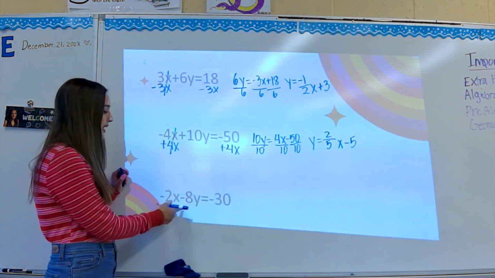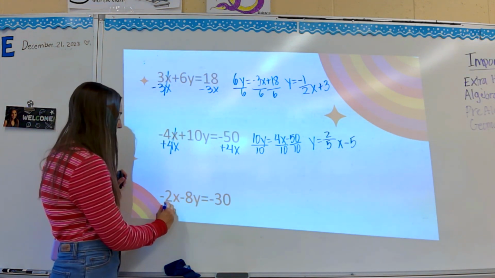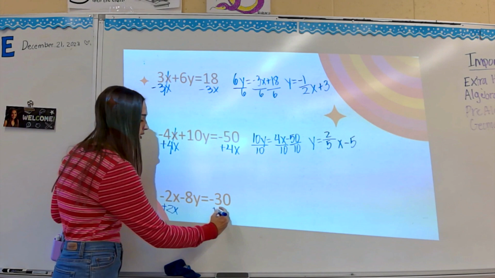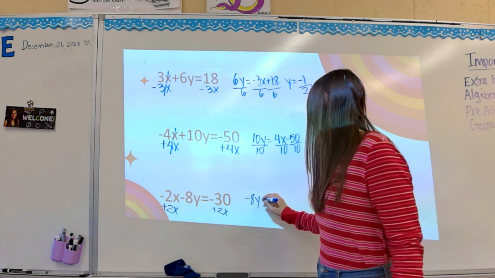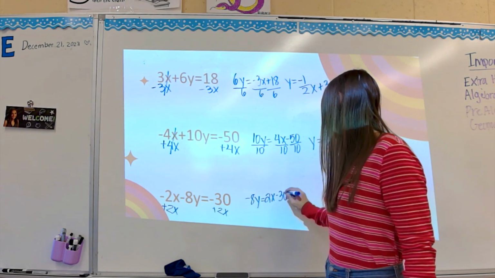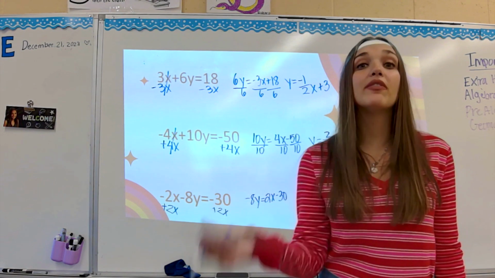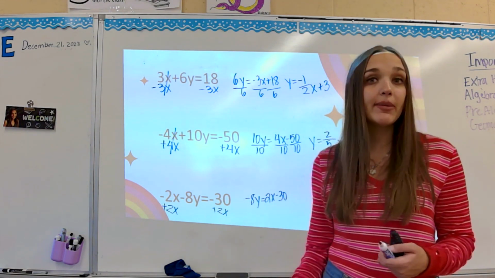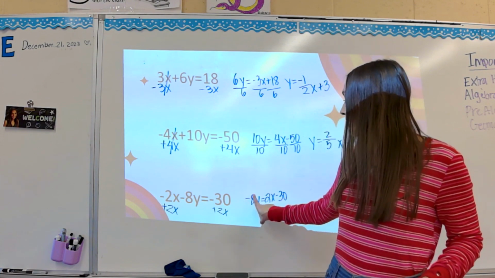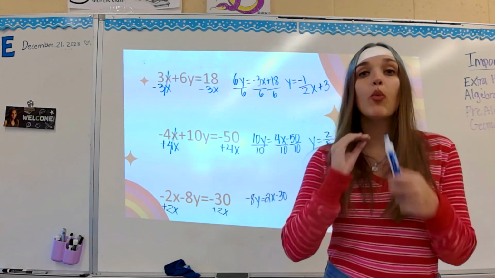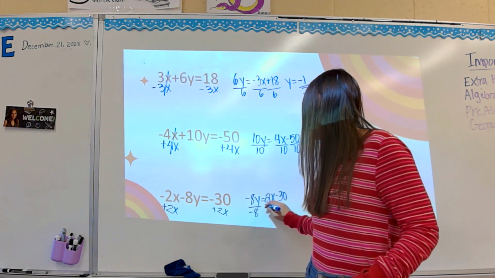I have negative 2x minus 8y equals negative 30. Because this is a negative, I'm going to add it over to the other side. And I get negative 8y equals 2x minus 30. Now, because we have a negative in front of our y, we have to divide by negative 8, not just 8, because then we have negative y left. Even if this problem was just negative y, we'd have to divide by the negative. We want positive y by itself. So I'm going to divide by negative 8.